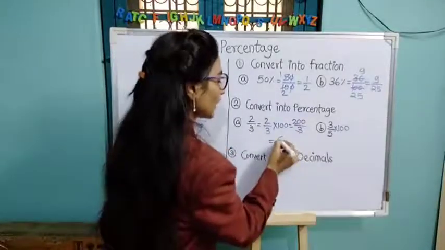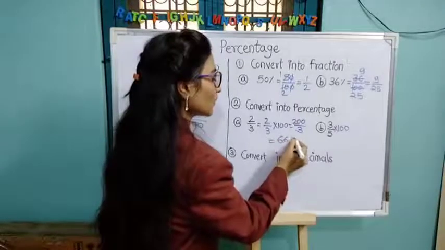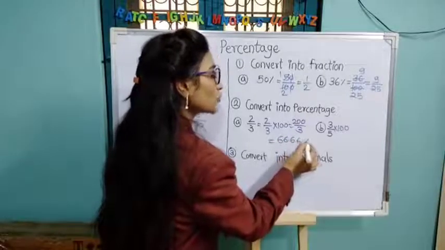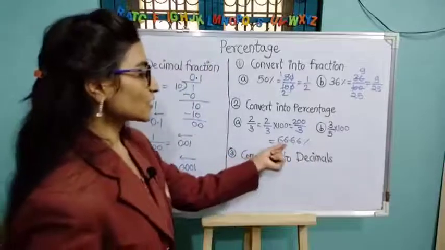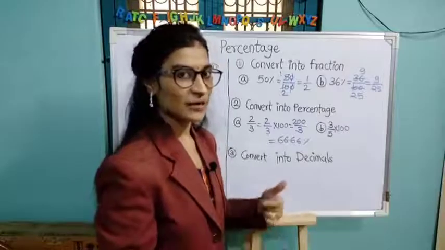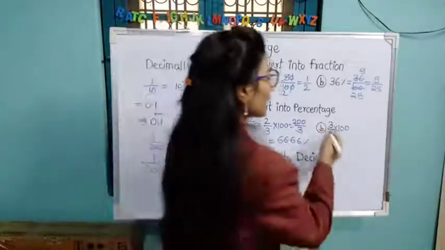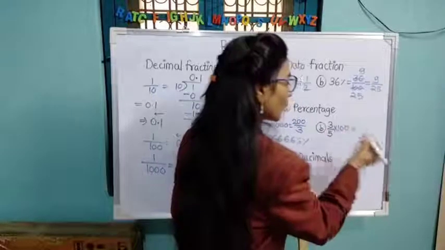3 sixes are 18. And what will remain? 2. Again 3 sixes are 18. Again 3 sixes are 18. In this way you get the answer 66.66%, which is not completely divisible by 3. Okay. So in the next case, 3 by 5 is multiplied by 100.